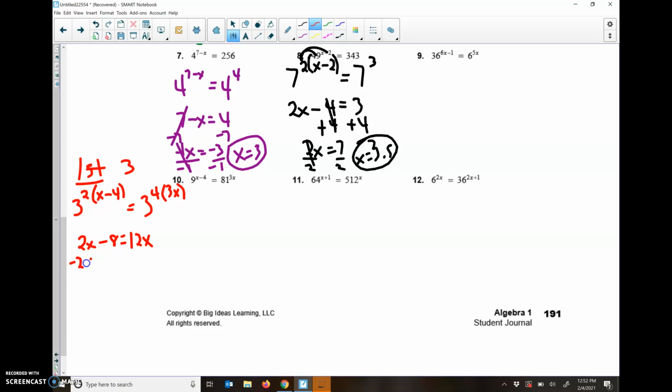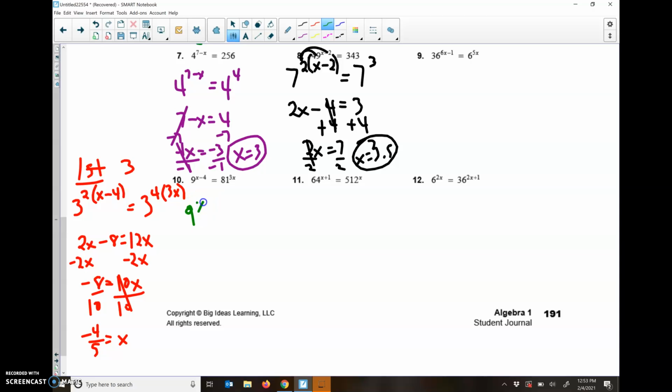I'm going to subtract 2x from each side. So I'm left with negative 8 equals 10x. Divide by 10, divide by 10. And I'm left with negative 4/5 equals x. But some of you are probably saying, but Mr. Molo, can we just leave it as a 9? Because 9 times 9 is 81. And you're right, you could have.